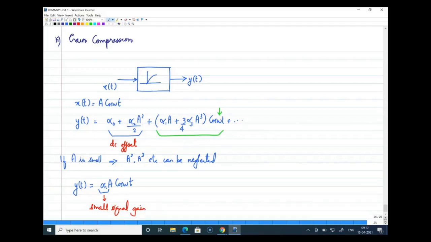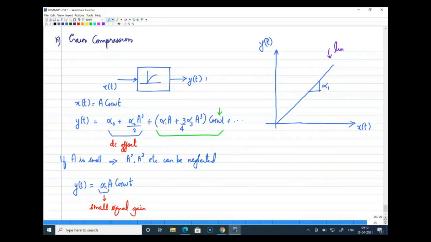Now if I try to plot this, I know that the response should be linear, because the relation between input and output is through the constant term alpha. So if I draw y of t versus x of t here, it will be a straight line depending on the value of alpha. The slope of this is your alpha. Delta y by delta x is your alpha 1 in this case. This response is very clear. It is actually a linear response, and this is true when you neglect all the higher order terms and consider only the small signal gain of the circuit.